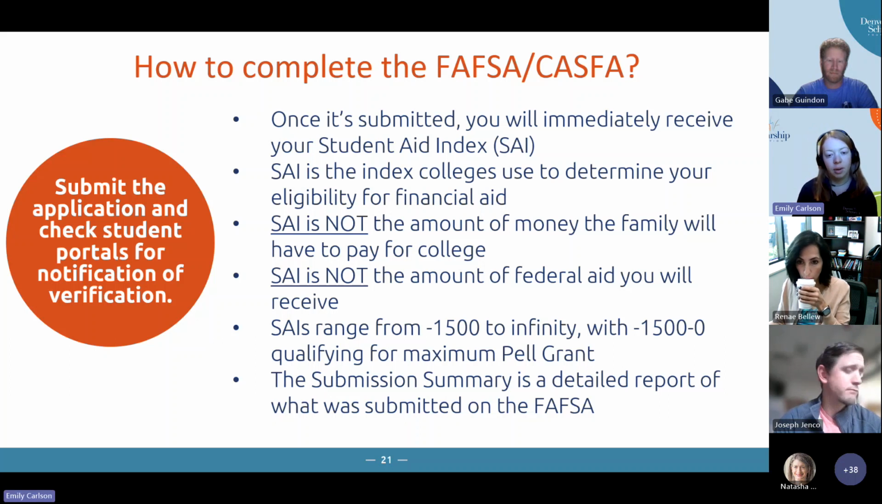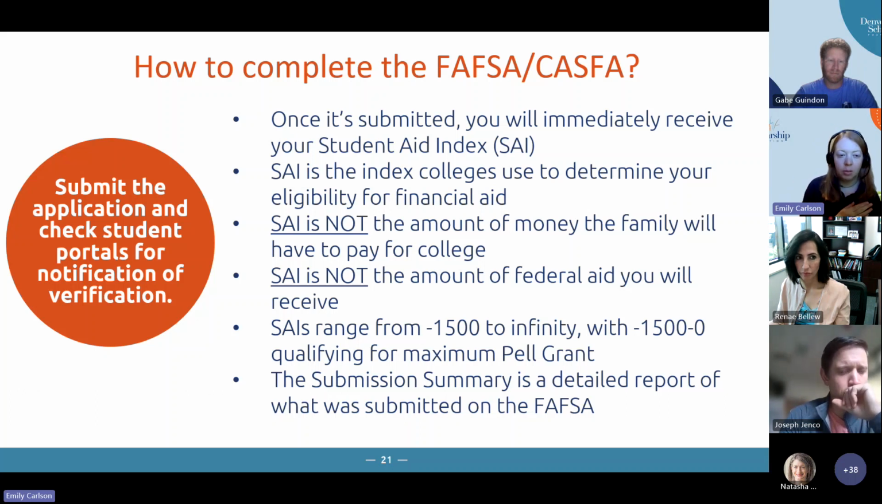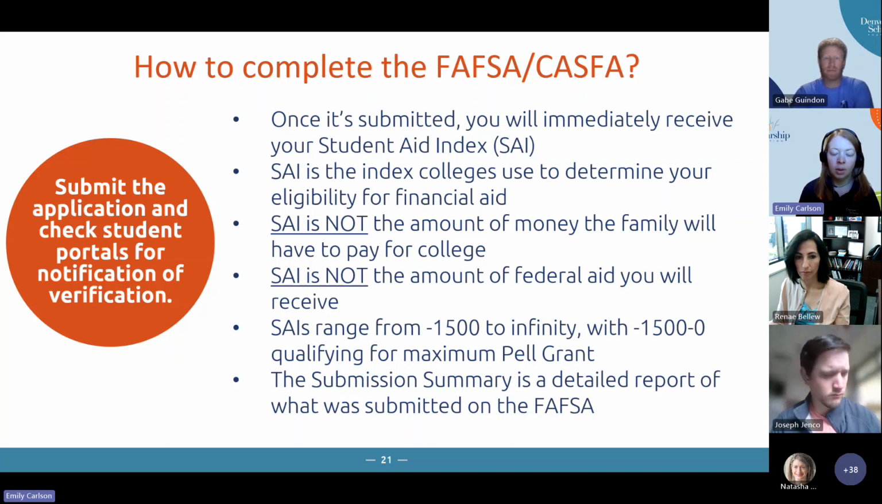So the SAIs range from negative 1,500 and all the way up. If a student has an SAI between negative 1,500 and 0, that means they are qualifying for the maximum Pell Grant, which this year is 7,395. This essentially means that they're a lower income family and that they will be eligible for that maximum amount of financial aid. And then the submission summary is a detailed report of what was submitted on the FAFSA.